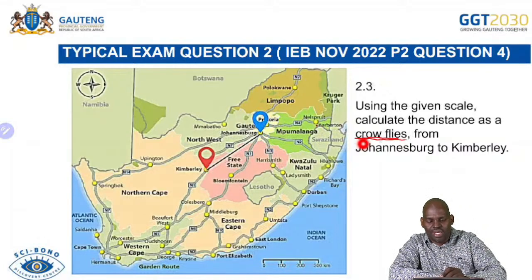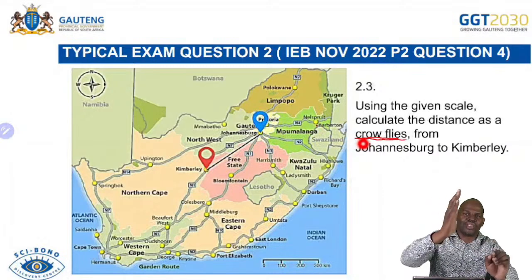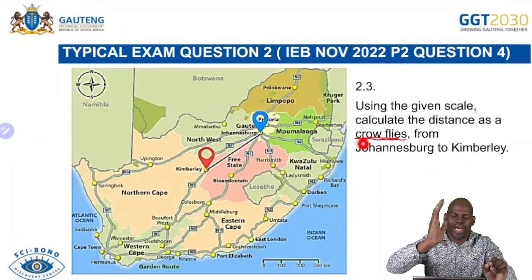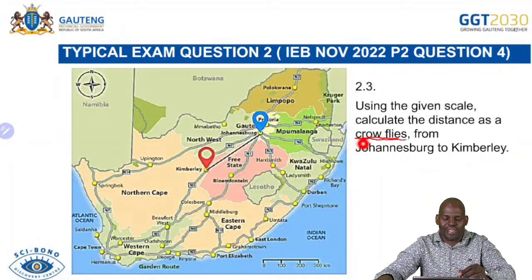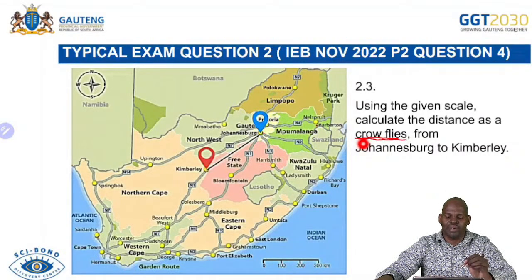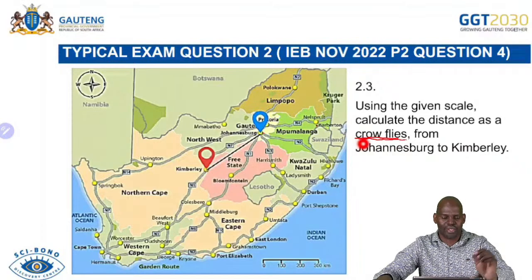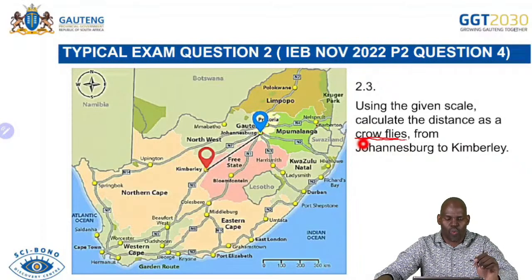So, but in this case, they say as the crow flies. The crow flies, it means it's a direct distance. It's a direct distance from one point to the next. So what we have to do here is measure a direct distance from Johannesburg to Kimberley. Right. Then what are we going to use? What type of scale is given in this case?